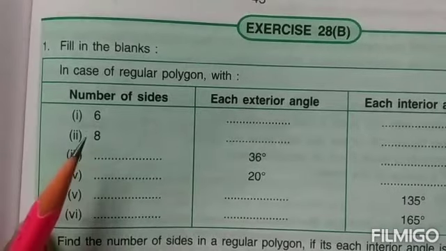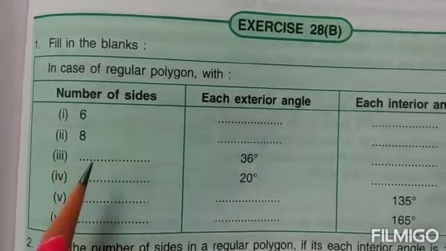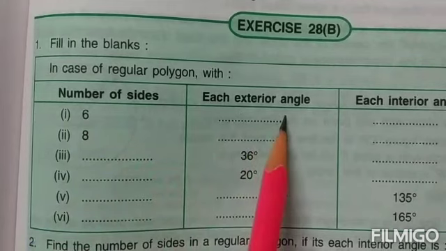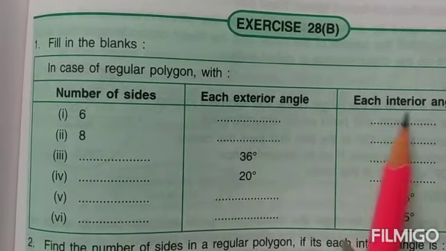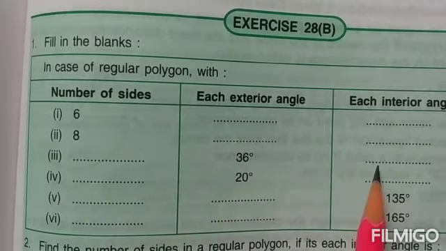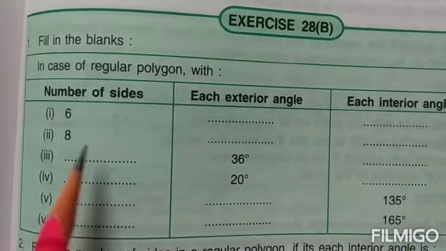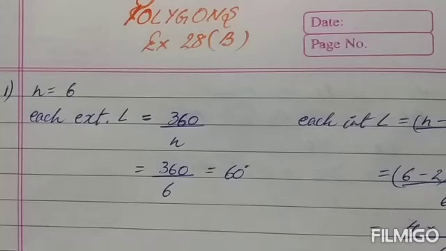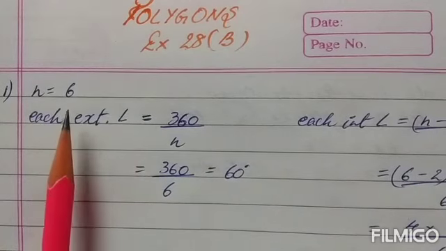Now question number 1 is given, children. You have to fill this box which is given over here. Now the number of sides is given. Each exterior angle is to be calculated and each interior angle. At places the exterior angle is given and the other two have to be calculated. So let's see. I'm just doing the first one so that you get the idea how to do the question. So let's see the working of question number 1.